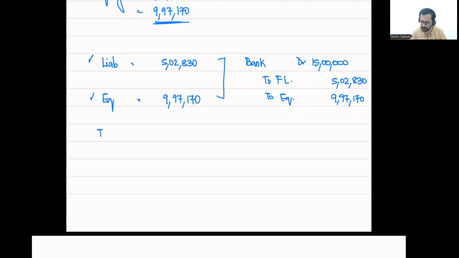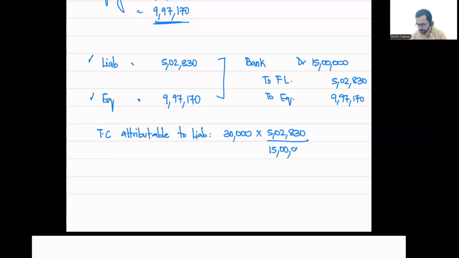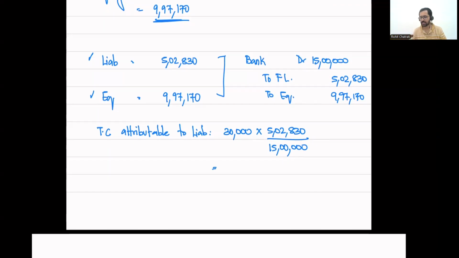All right, so the transaction cost attributable to liability will be calculated as 30,000 multiplied by 5,02,830 divided by 15 lakhs. If you think of it, the amount of liability was 5,02,830 out of the total proceeds of 15 lakhs. So what we are doing is calculating the proportion that is attributable to the liability component, multiplied by 30,000, which is the amount of transaction cost.